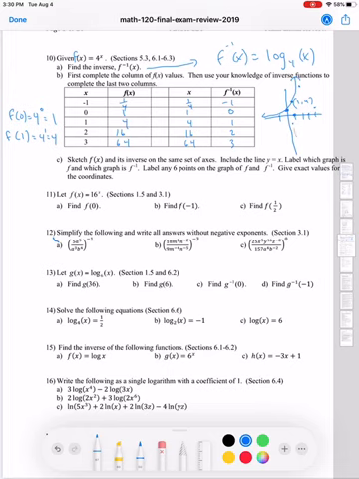So this is the inverse. And this is the original function, f of x. All right, so they reflect across the line y is equal to x. Alrighty, guys, let's keep it going.